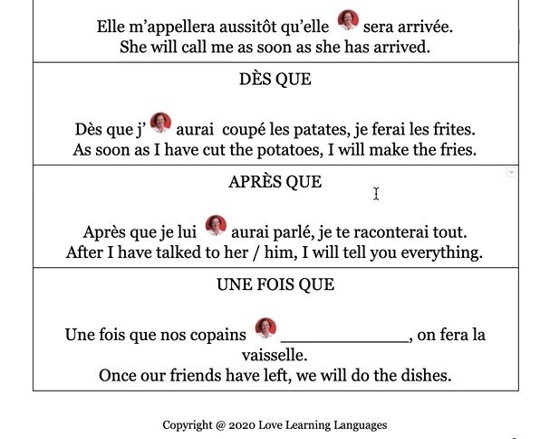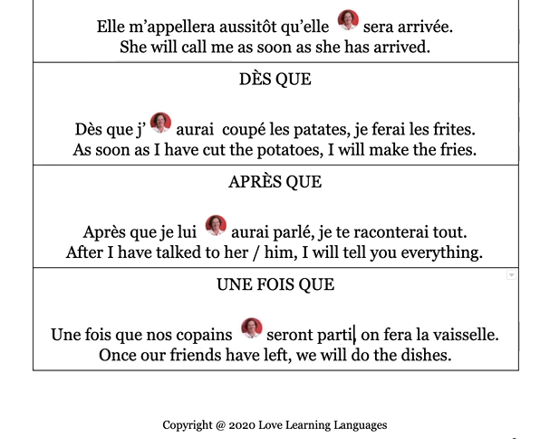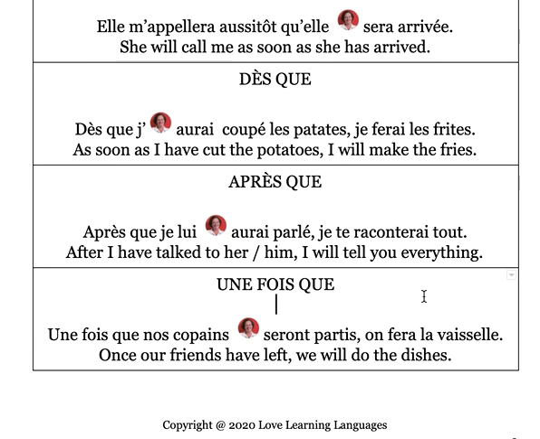D'accord? Again, making reference to the future, and we have one more, une fois que, which means once. Okay? Une fois que nos copains, and our verb is to leave, because down here I have the past participle left, right? So that's our verb partir. Donc, une fois que nos copains seront partis, with an S, on fera la vaisselle. I know that copain is a masculine or mixed group. Otherwise, it would have been copine, right? So that's why I only had to add an S.